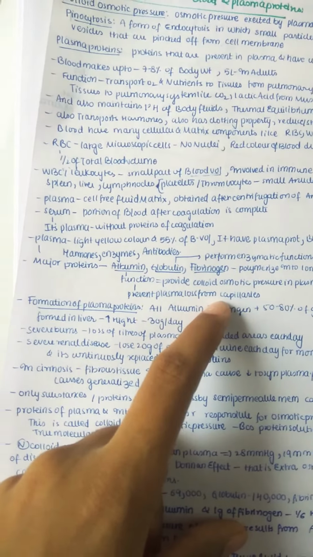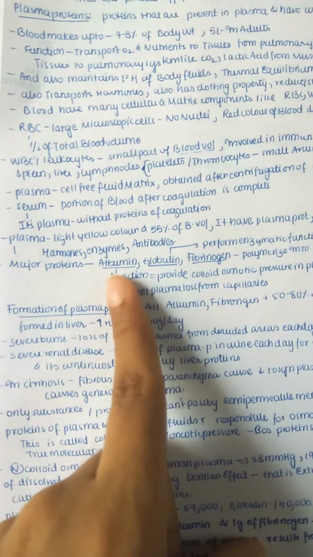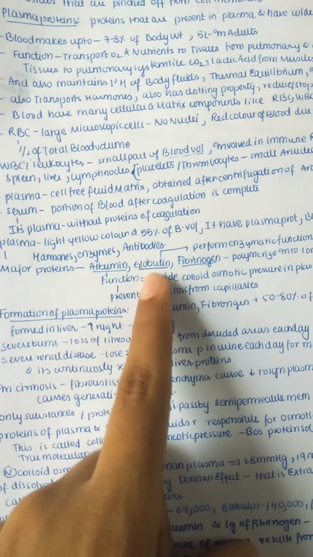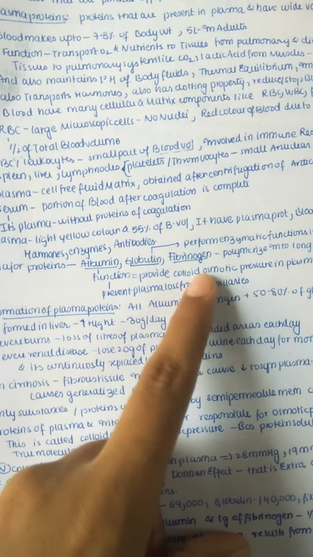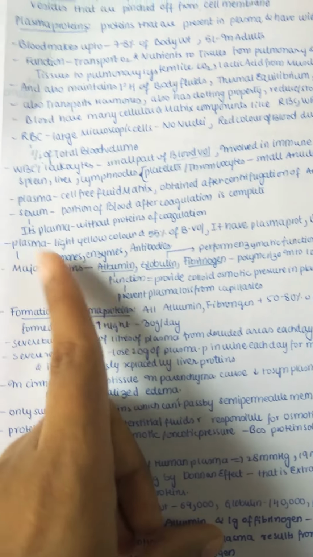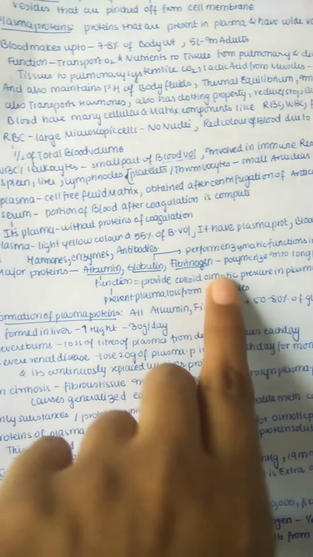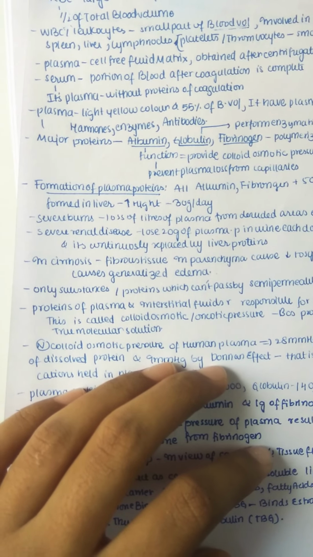So these three proteins are very high yield proteins because they have very high functions. Albumin forms the plasma proteins, globulin provides acquired and innate immunity, fibrinogen helps to form the clots. So all three of them play a very important role in plasma. So plasma has AGF: albumin, globulin, fibrinogen. And now let us see how these plasma proteins are formed.